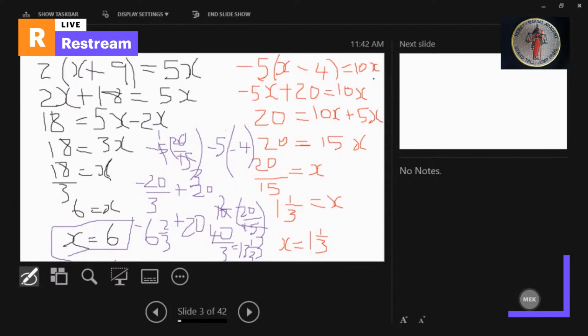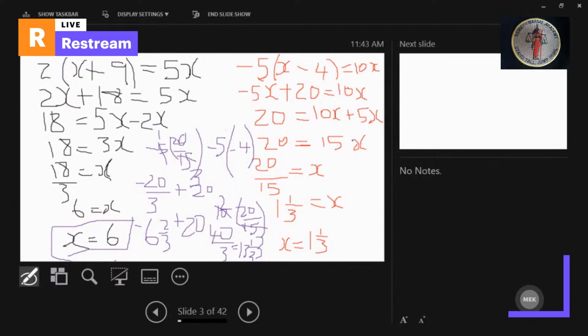So for this equation now, again, we had brackets that we needed to expand using the distributive law. So -5 times x, that gives -5x. -5 times -4 gives +20. And I decided to move the -5x to the right so that it became a +5x, and add it to the 10x, and I got 15x.